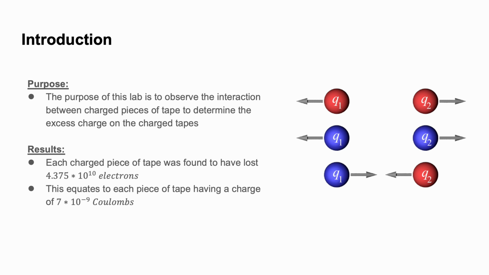The purpose of this lab is to observe the interaction between two charged pieces of tape, and the results from this lab were that each charged piece of tape in our investigation was found to have 4.375 times 10 to the 10 electrons in deficit, and this equates to each tape having a charge of 7 times 10 to the negative 9 coulombs of positive charge.